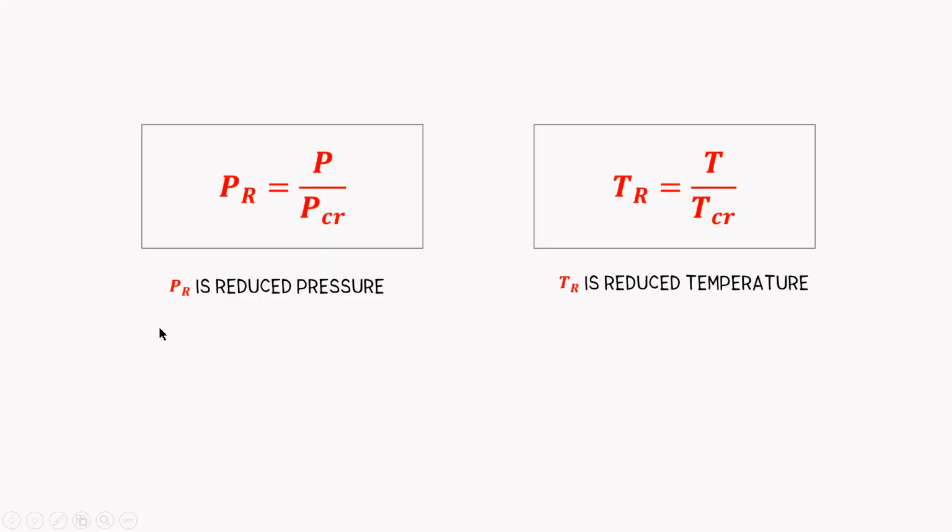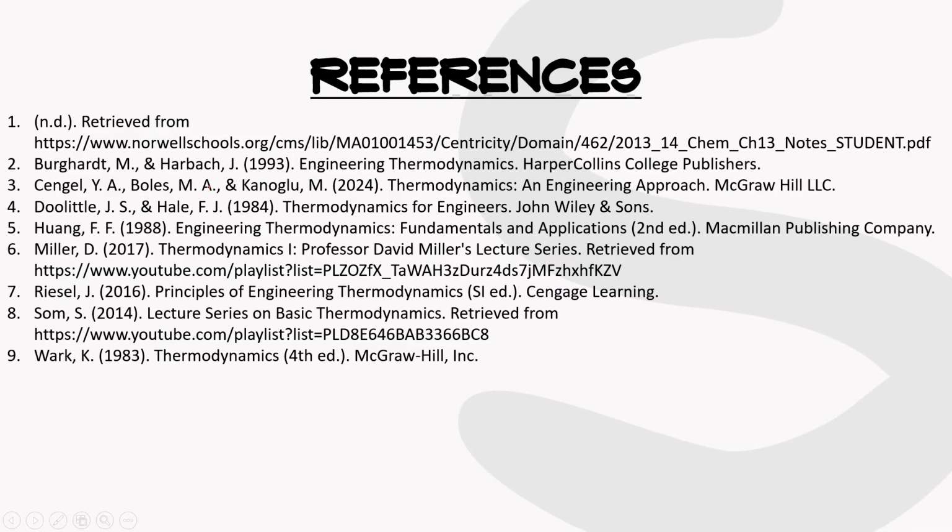Again, here is the equation for the reduced pressure: P over the critical pressure. The values of the critical pressure and temperature are available in tabulated values. And the values of P and T are the ones that are given. So you can solve that, then you can find the reduced pressure and reduced temperature.